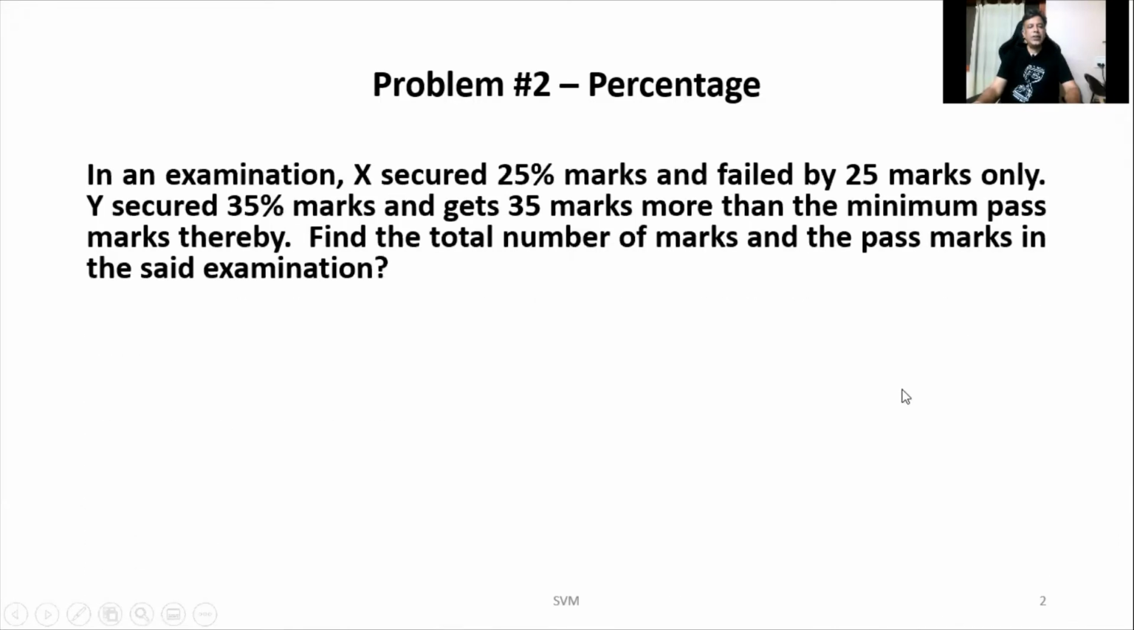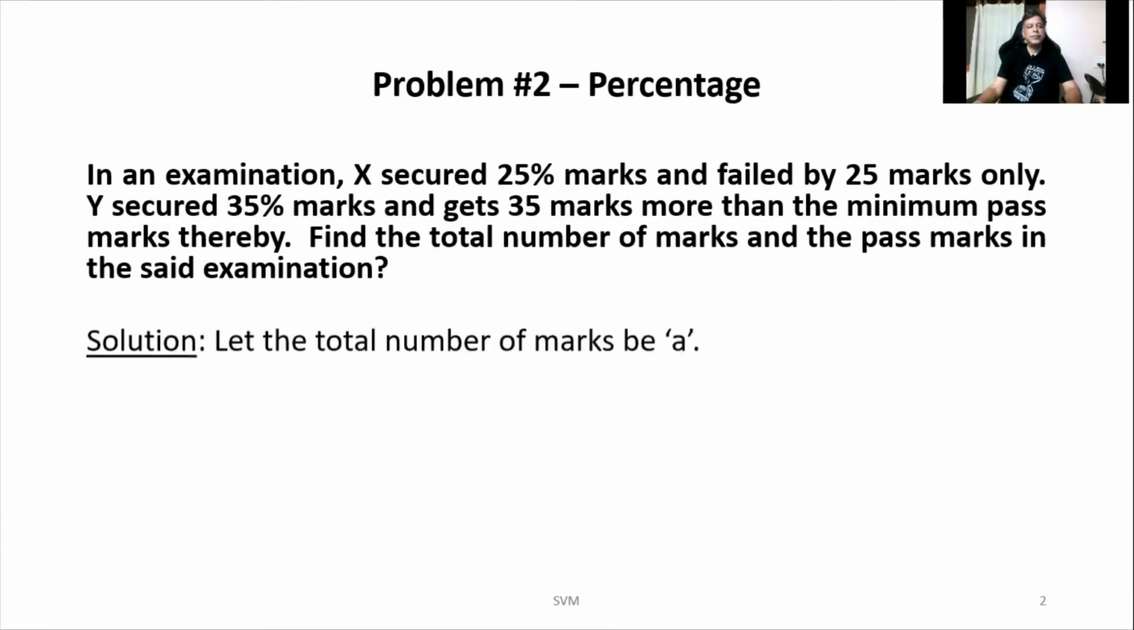In an examination, X secured 25% marks and failed by 25 marks only. Y secured 35% marks and gets 35 marks more than the minimum pass marks. Find the total number of marks and the pass marks in the said examination. Let us see how do we solve it.